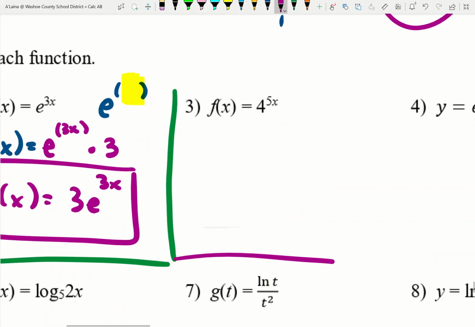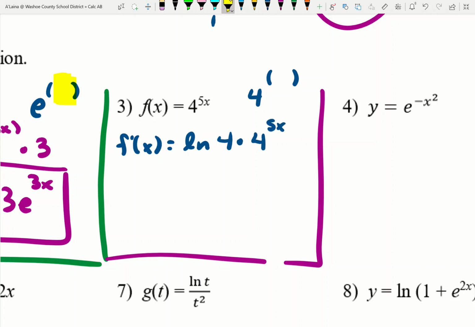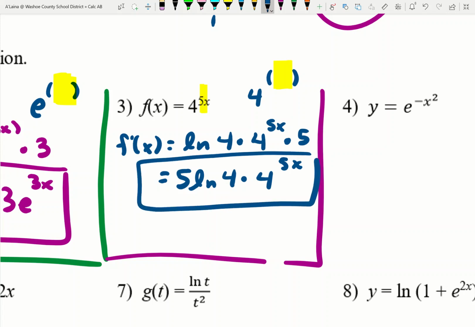For number 3, this is an exponential function with a base that's not e. So the main form is 4 to some power of x. And so the derivative is the natural log of the base, which is 4, times the original exponential function. And I do have a function within a function right here, so I need to multiply this by the derivative of that function, which is 5. That 5 should be written in front, and other than that, this is an odd-looking answer, but you should not worry about trying to simplify it more than that.